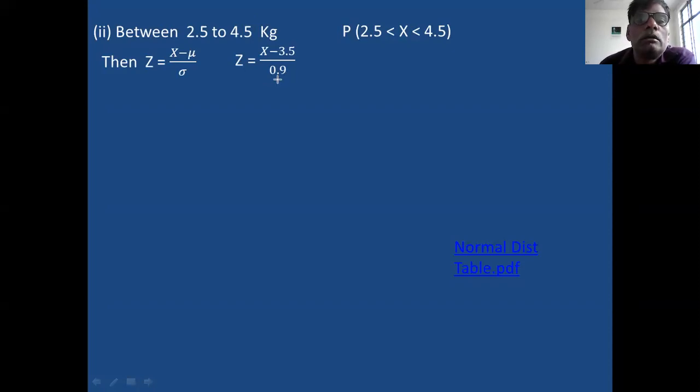You write this equation 3 times. In the first equation you write 2.5 in place of X, in the second equation you keep X, and in the third equation you write 4.5 in place of X.